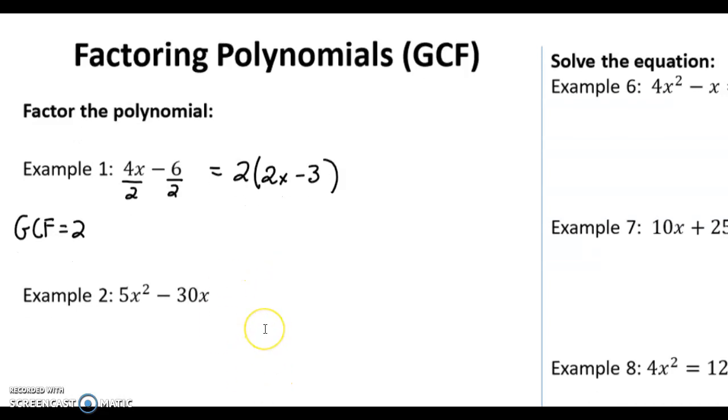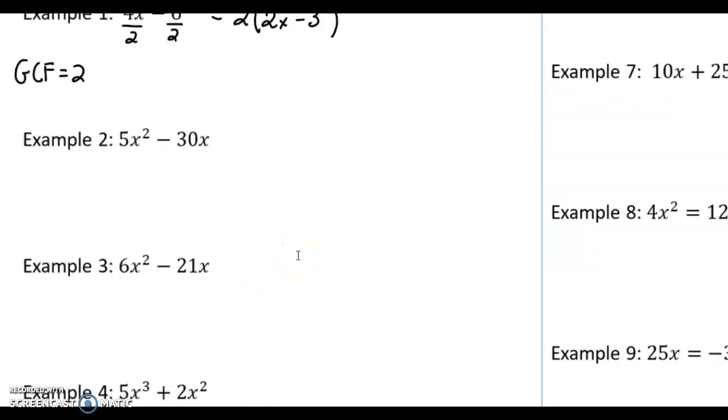Let's try another one. On example 2, once again, I suggest you just go ahead and figure out what the GCF is and write that out to the side. So first I look at the numbers, 5 and 30. The GCF, the largest number that divides into both 5 and 30, is 5.